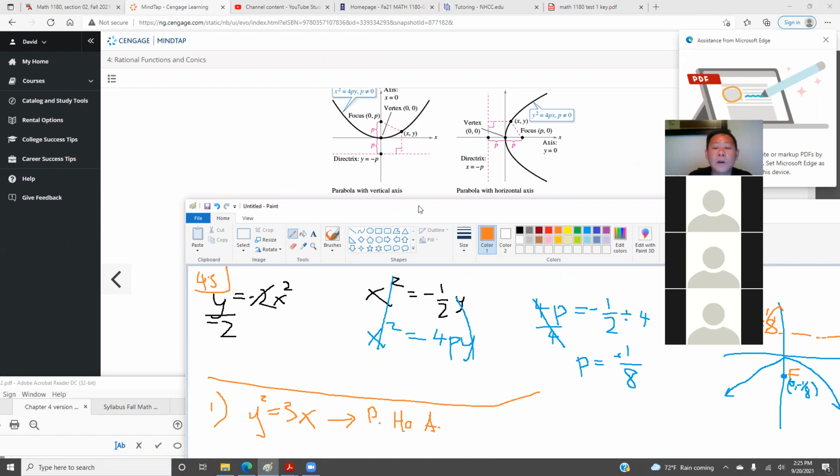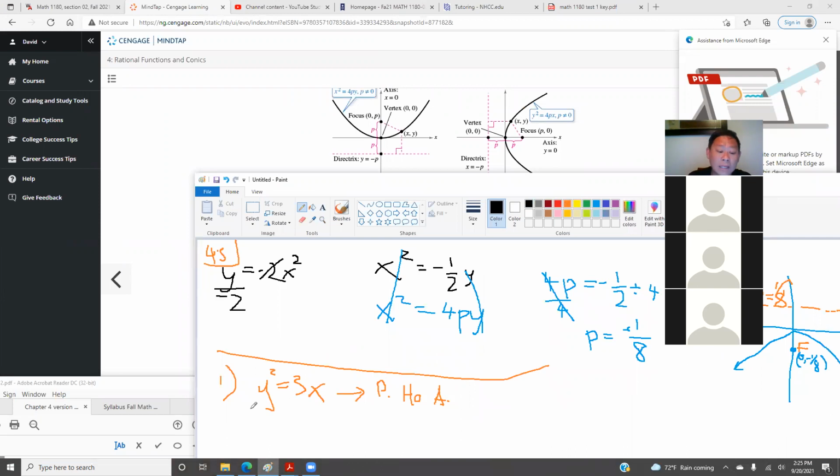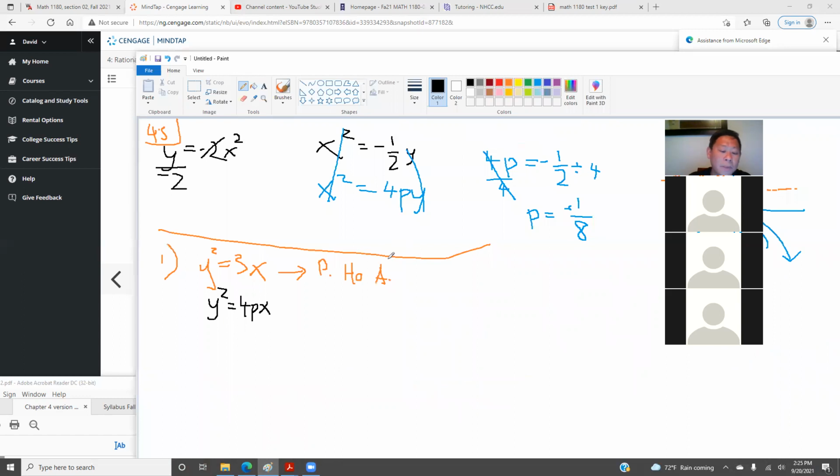Okay, so we need to figure out p, right? So I compare this with y squared equals 4px, because of the y squared, that's why it's horizontal, and that is the formula we use. Can someone tell me how we compare p? What equals what? Remember how we solved p here? So 4p in this case is equal to what? 3. So p in this case is 3/4.